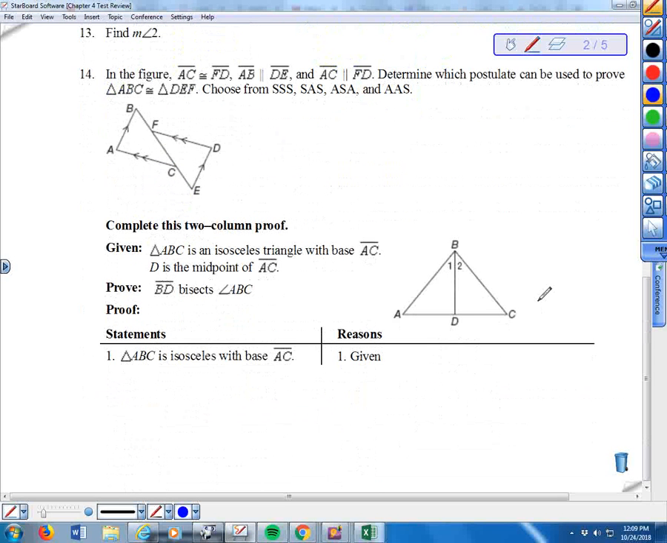All right, in the figure, AC is congruent to FD. Mark up your drawing so that you can visualize what this is. AC is congruent to FD. AB and DE are parallel. AC and FD are parallel. Determine which postulate can be used to prove the two triangles are congruent. Choose from side-side-side, side-angle-side, angle-side-angle, angle-angle-side.